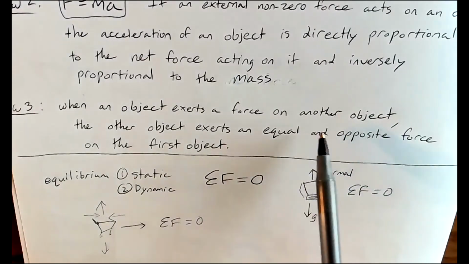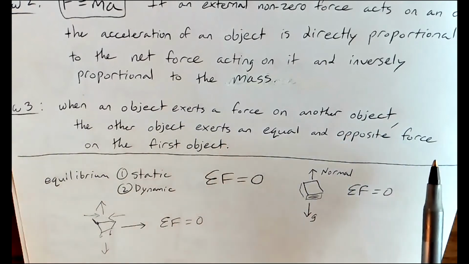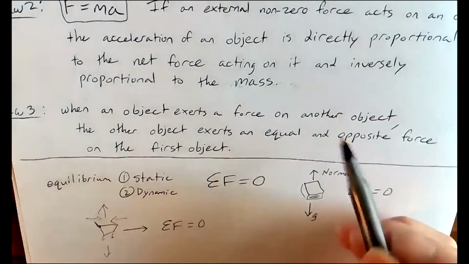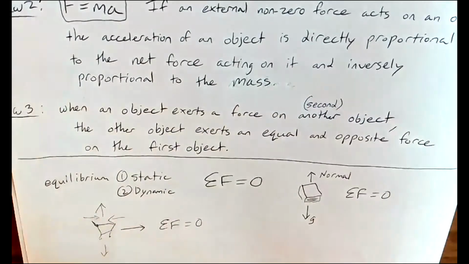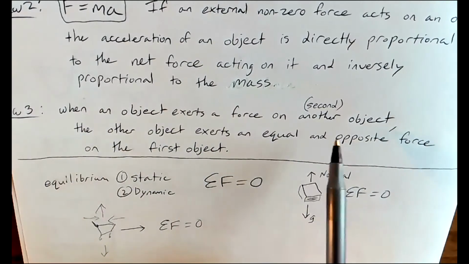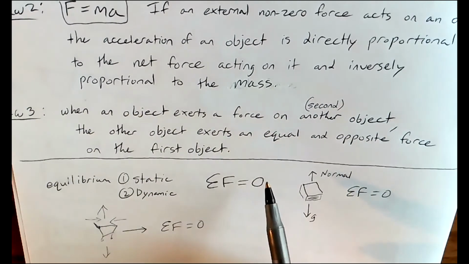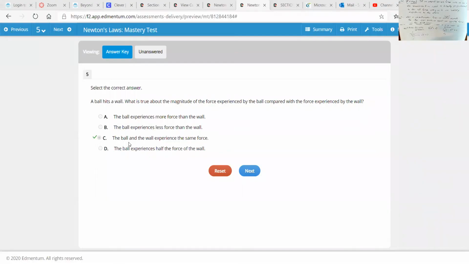When an object exerts a force on another object, the other object exerts an equal and opposite force on the first object. So when an object exerts a force on another object, a second, I'll write that in, a second. This other object exerts a force on the first object, okay? So there's an equal and opposite reaction happening. So when that first object, the ball, hits the second object, the wall, they're both exerting a force on each other.